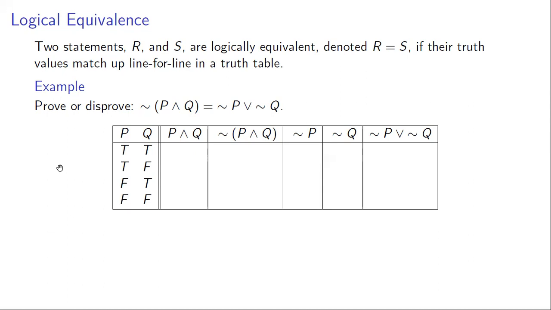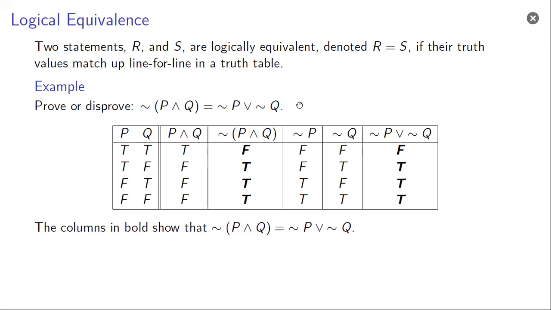Now we're just going to go through the columns one by one. So P and Q, not (P and Q), not P, not Q, and finally not P or not Q. Now I've bolded these 2 columns, which are the final results for each of the 2 statements that we're trying to think about.